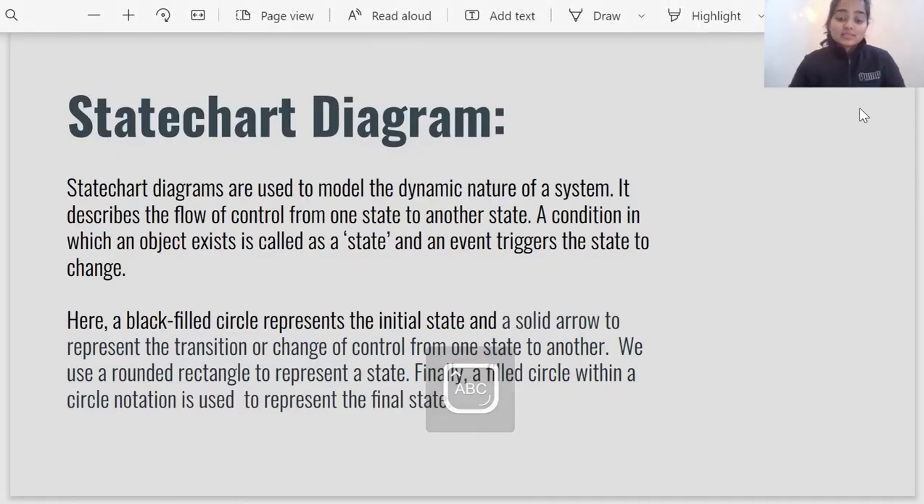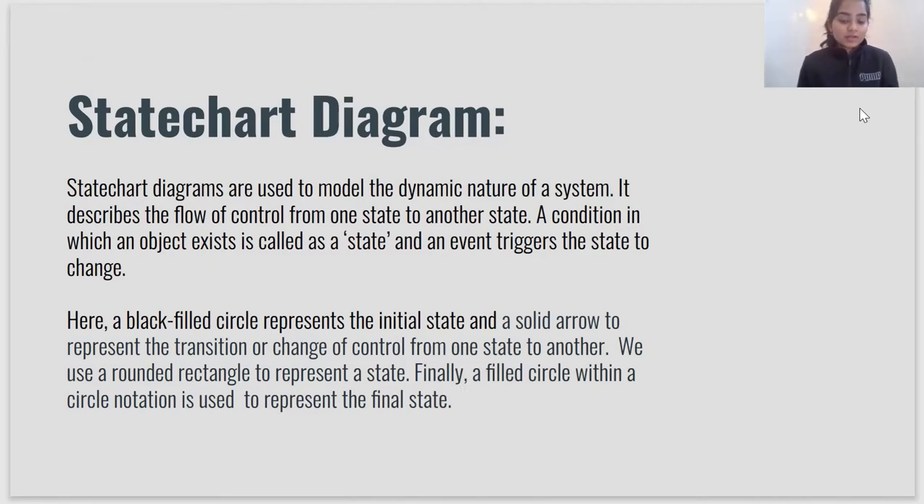Now let's understand the architecture of our application via state chart representation form. State chart diagrams are used to model the dynamic nature of a system. It describes the flow of control from one state to another state. A condition in which an object exists is called a state, and an event triggers the state to change.